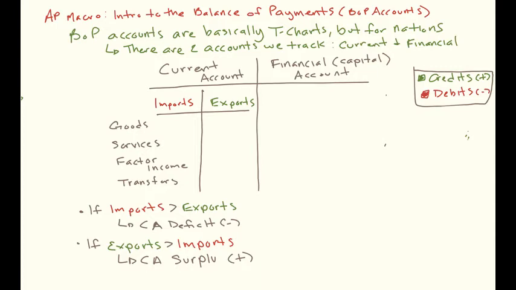Much less commonly, you'll also very rarely see factor income and transfers show up in the current account on the AP exam. Basically, what they need to know about this is it's generally remittances and foreign aid that show up here as factor income and transfers. So the kids do need to know what remittances are.